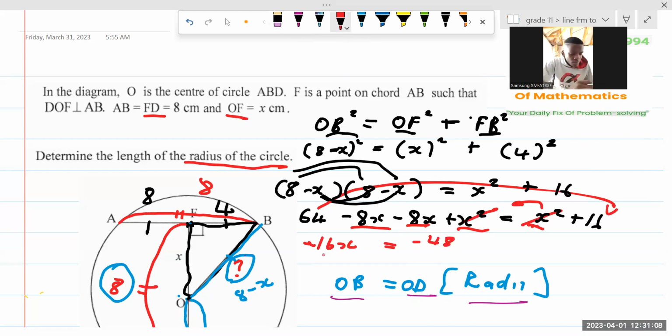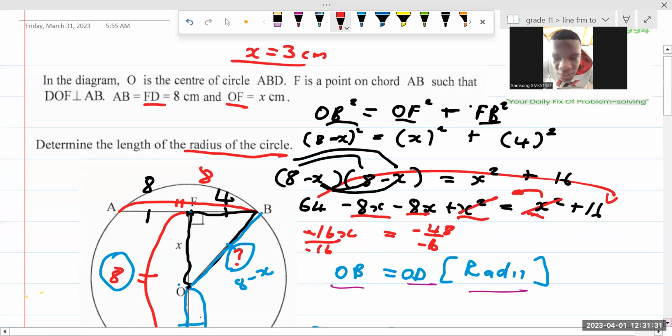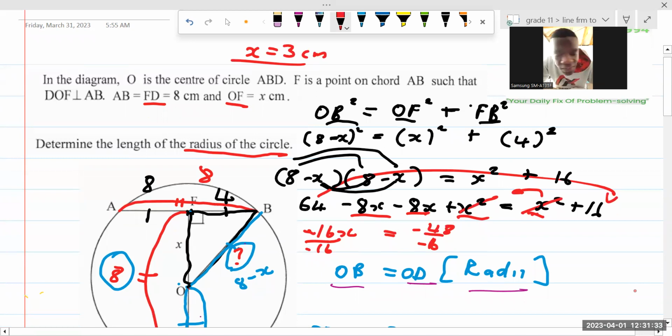Minus 48. And then you divide both sides by minus 16. And then what do we get as our x value? 3. Our x is going to be equal to 3 centimeters. But now we're not looking for x, we're looking for the radius. Let's come and check what is our radius. It's 8, not 3.